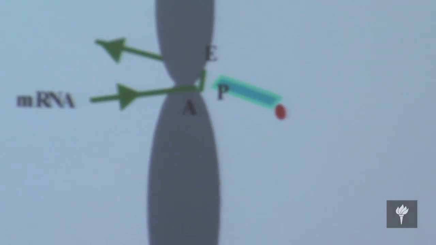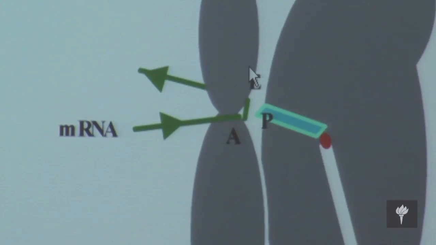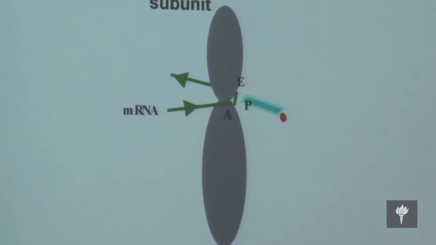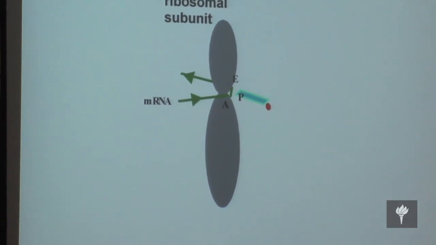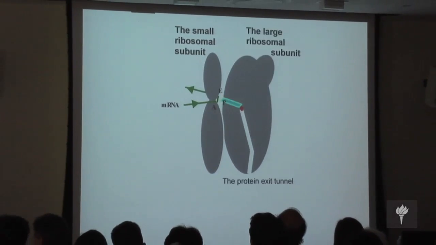There are 3 sites, A, P, and E. P is where the peptide bond will be made, above the peptidyl transferase center that is here, where the amino acid is. There is also an A site for the aminoacylated tRNA that will come afterwards, and an exit site here. So once the initial complex is made, there are factors, which I don't show now. The large subunit can come.